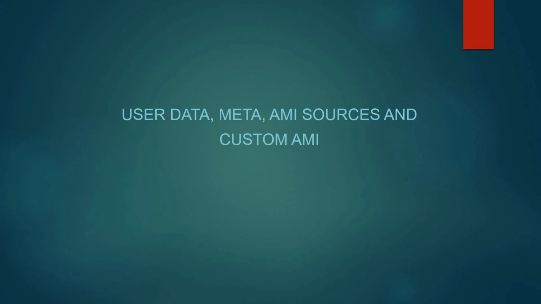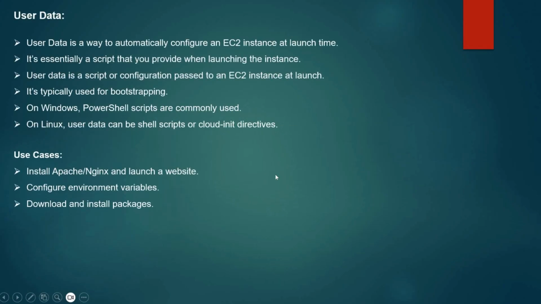Hi, so today's topic is user data, metadata, AMI sources and custom AMI. First we'll talk about user data. So what is user data? User data is a script. It is a way to automatically configure an EC2 instance at launch time.